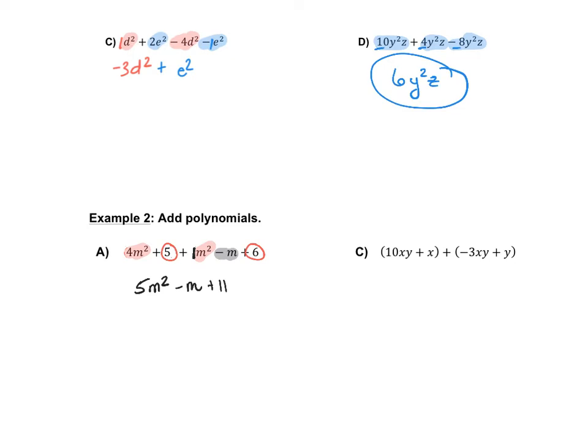Okay, the next one is the same idea. You can just kind of ignore those parentheses instead of erasing, if that works for you guys. But I see some like terms, 10xy and negative 3xy, that's 7xy. Plus the x is not a like term with xy, and the y is not a like term with xy.